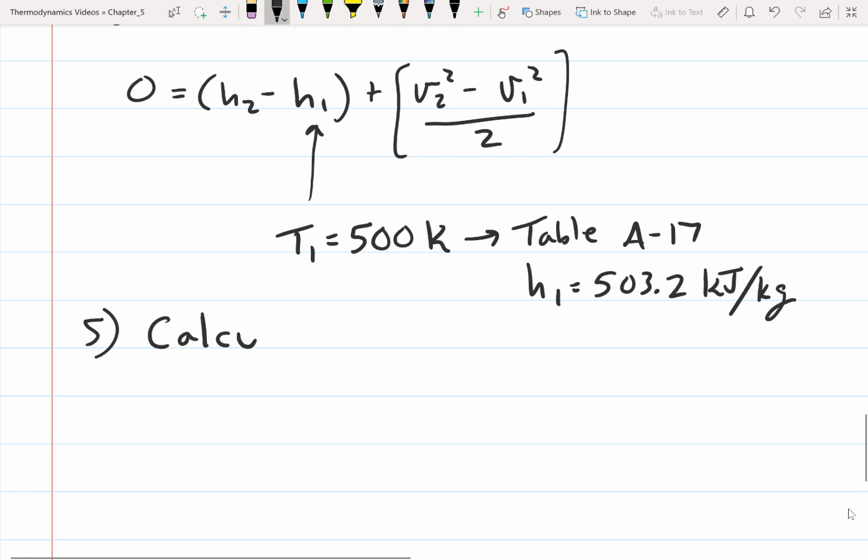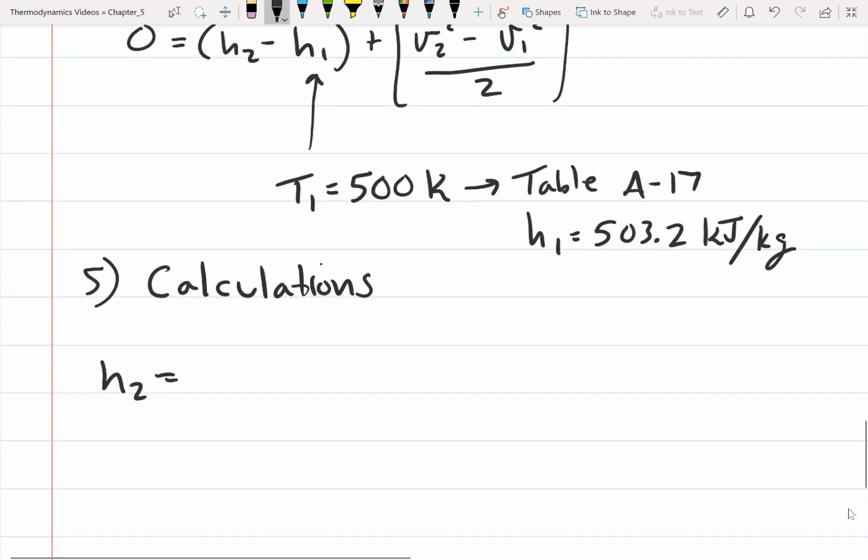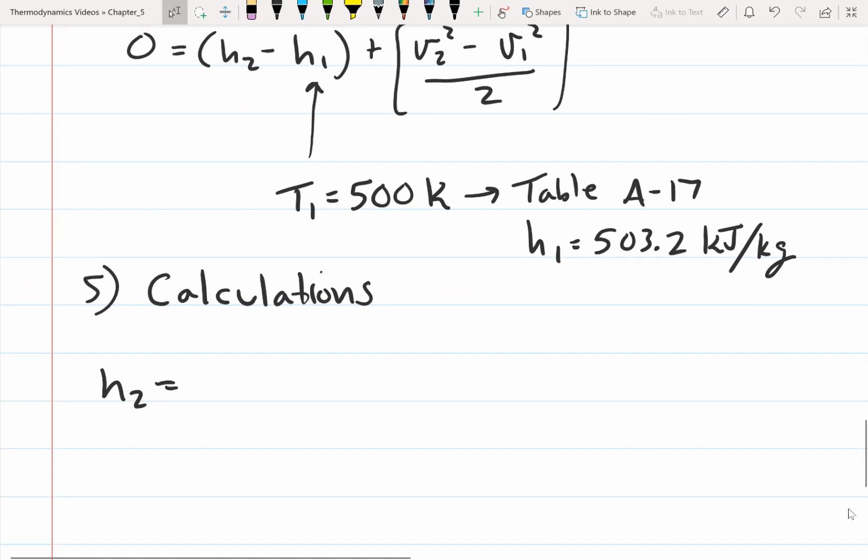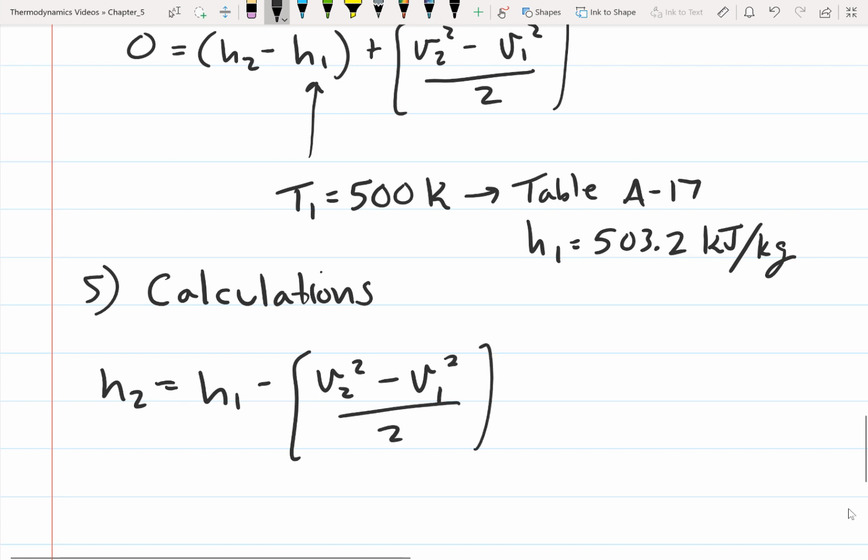So calculations, and I want to solve this equation for H2. I'm not actually looking for H2, I'm looking for the temperature at the outlet, but once we know what the enthalpy at the outlet is, we can just look up the temperature on the air table. So H2 is equal to H1 minus (V2 squared minus V1 squared) over 2.